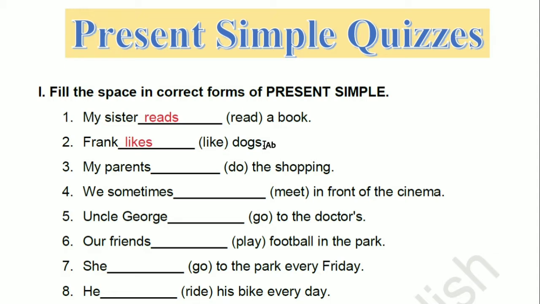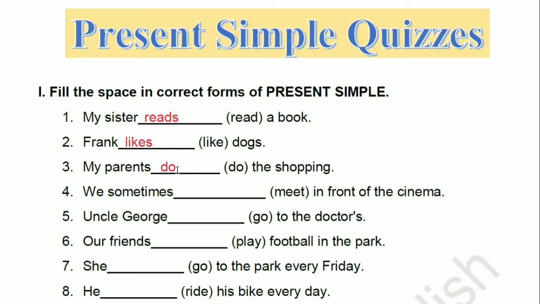And number three, my parents, the verb do the shopping. So my parents, I mean they, right? So they do. So my parents do the shopping. No change, the same verb, right?